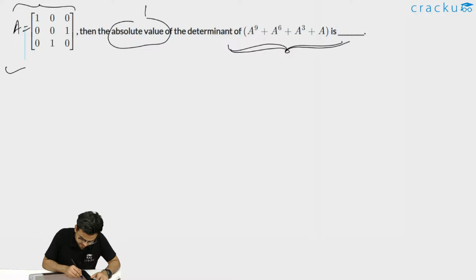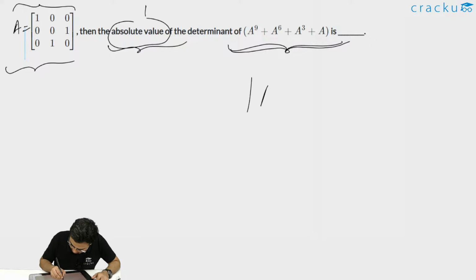We're given the matrix A is equal to [[1, 0, 0], [0, 0, 1], [0, 1, 0]]. It is asking for the absolute value of the determinant of A^9 + A^6 + A^3 + A.